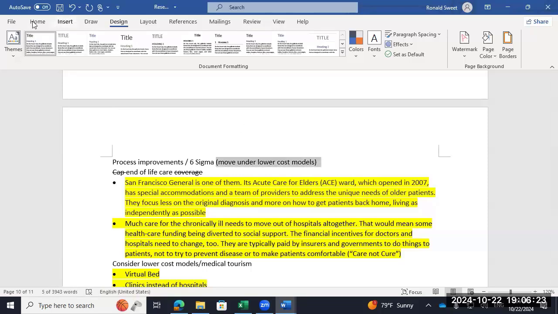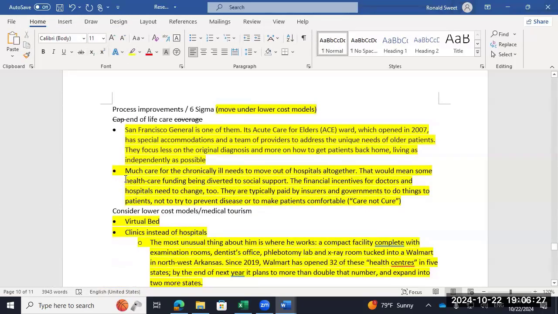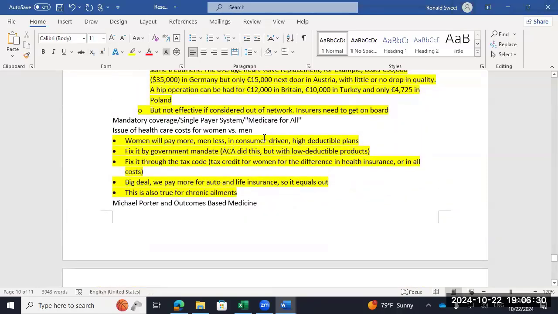Y'all know what Six Sigma is? It's having a team going out and looking for ways to save money. We had those at USAA. All right.